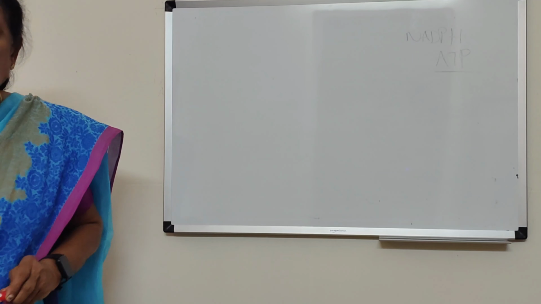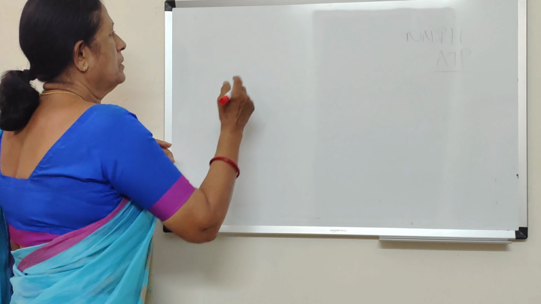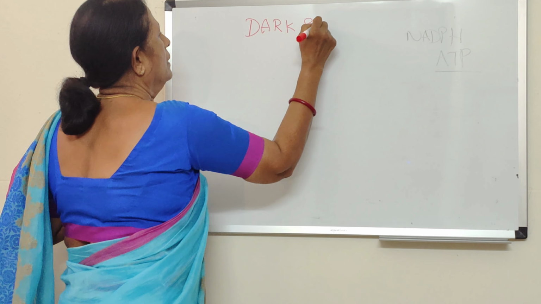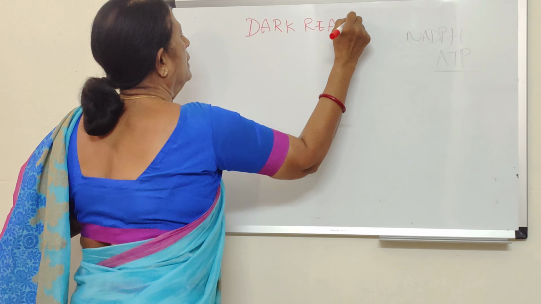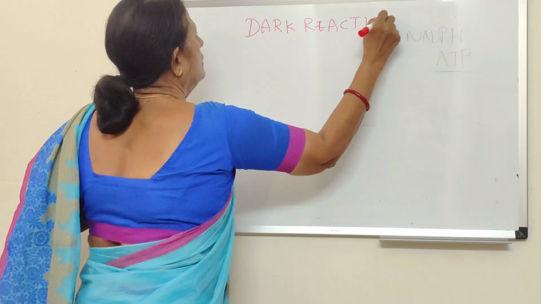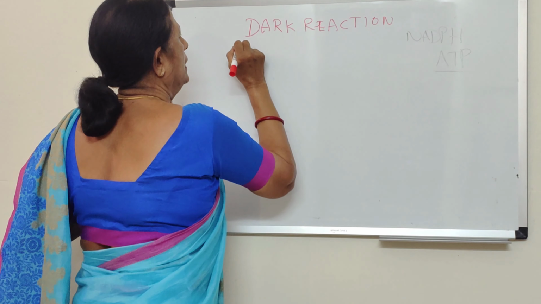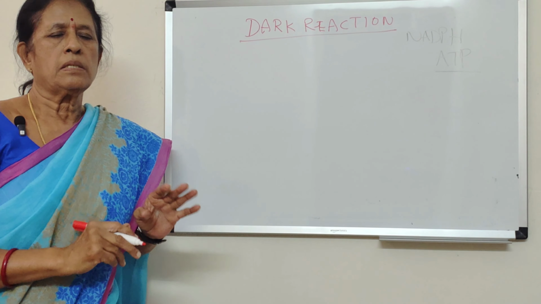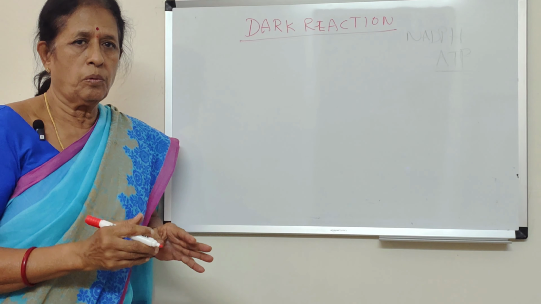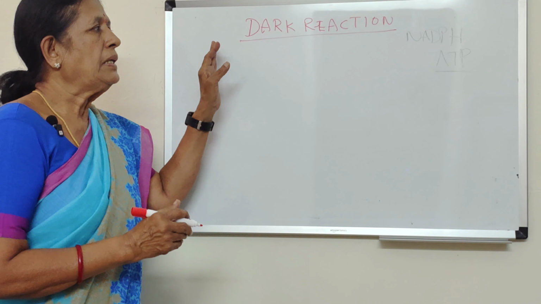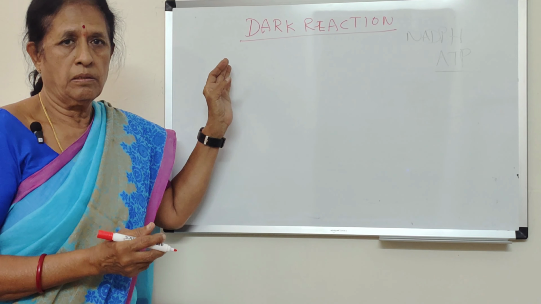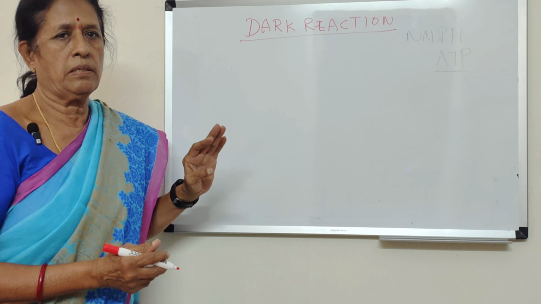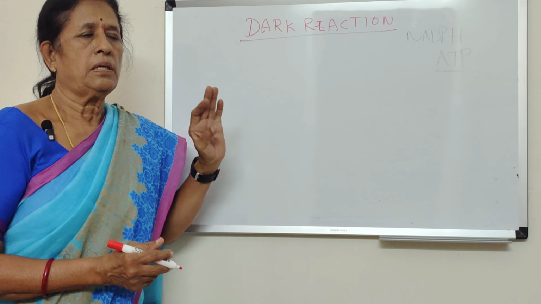And now, the next step of photosynthesis is the dark reaction. What is a dark reaction? Dark reaction does not mean that it takes place only in the dark. One thing is it does not require light. It is independent of light. So that is why it is called a dark reaction.